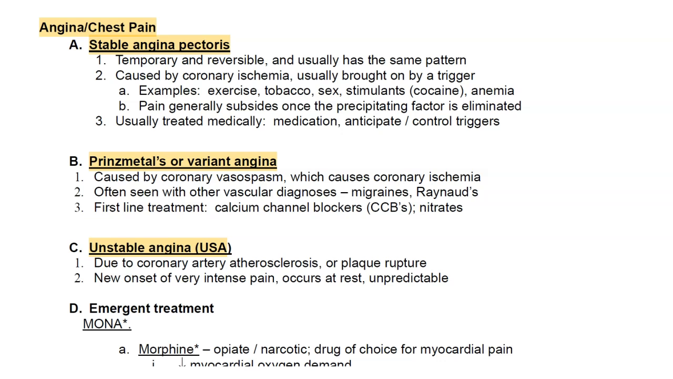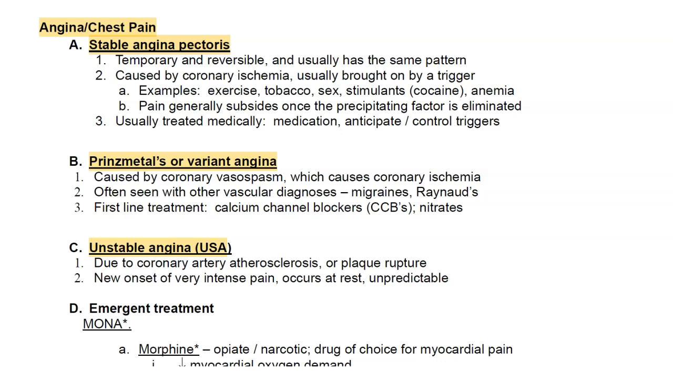So in stable angina, from the name itself, when something is stable, it means it's predictable, it's not as bad, right? So stable angina pectoris is basically a type of chest pain that's temporary and reversible and usually has a distinct pattern. So it's pretty predictable. Now, it is usually caused by coronary ischemia, usually by a certain trigger. So depending on the patient and their situation, they may have different triggers.